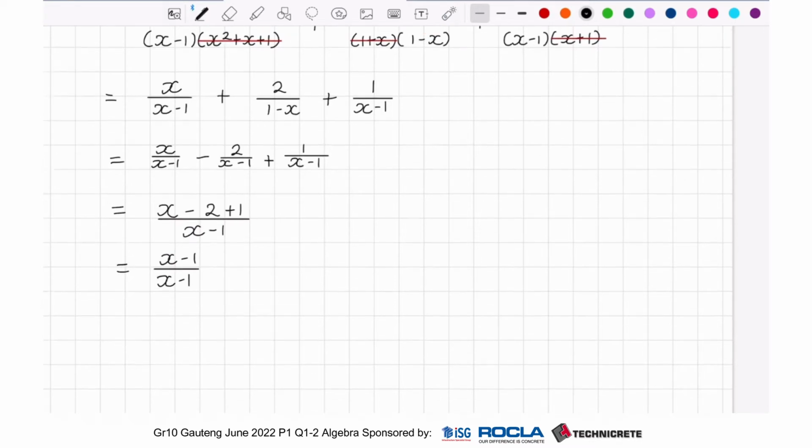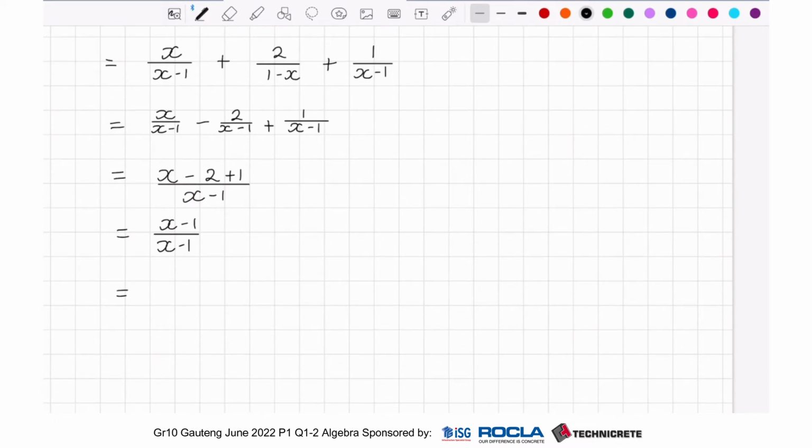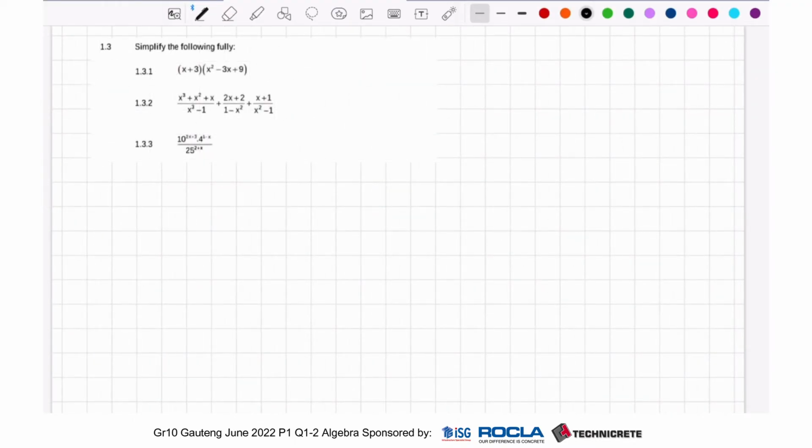And these two cancel out, or anything that's over itself is equal to 1. So my final answer is 1. And then the final part, 1.3.3, I have just one fraction now with expressions of x as my exponents.